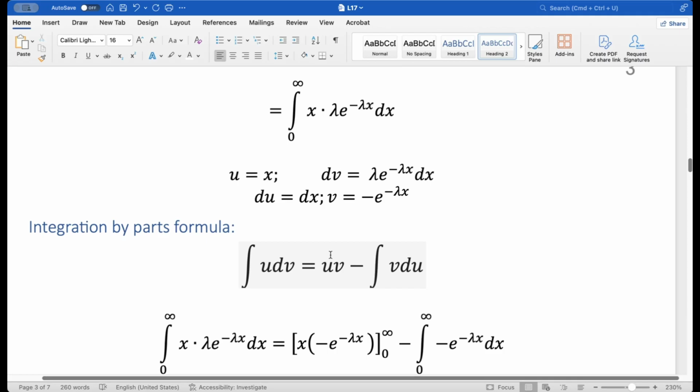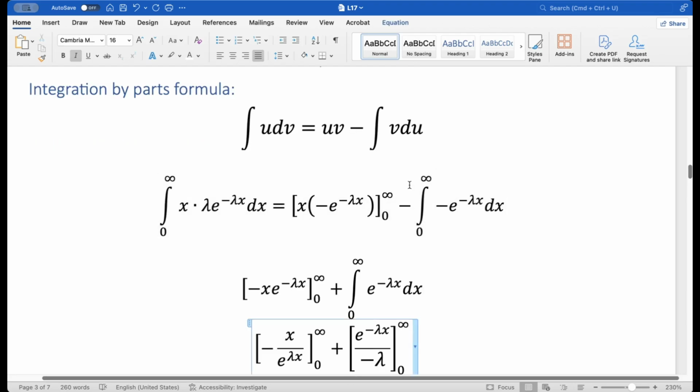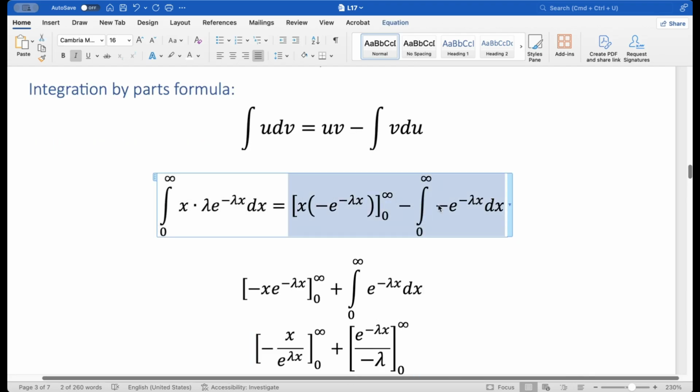We're going to plug this into the integration by parts formula: uv minus integral v du. x times negative e to the negative lambda x minus integral v du, negative e to the negative lambda x times dx. Negative signs cancel out on that integral at the end, so we get a plus sign here.